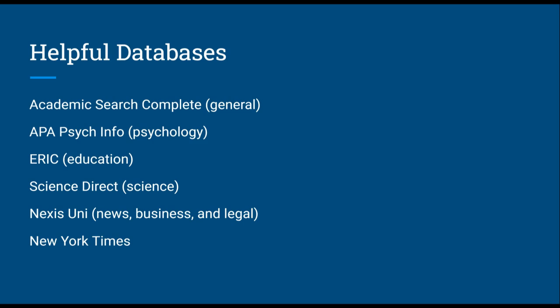If you're doing anything that's going to involve research about education, and that could be elementary, middle, high, or secondary, college education, ERIC is going to be the best database for you. For science, ScienceDirect. Nexis Uni offers information about news, business, and legal, different sources for that. And then you also just have access to lots of different newspapers, the Lexington Herald-Leader, for example, the New York Times, where you can get a subscription through UK to access all of the paid New York Times games. We probably won't have time to get to that today, but just know that you can.